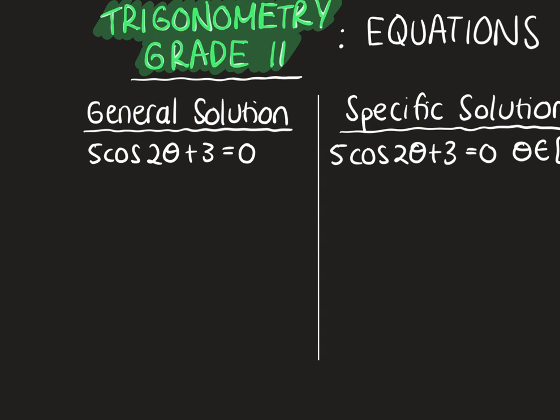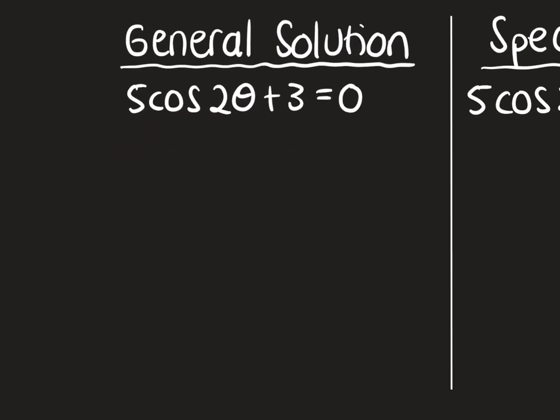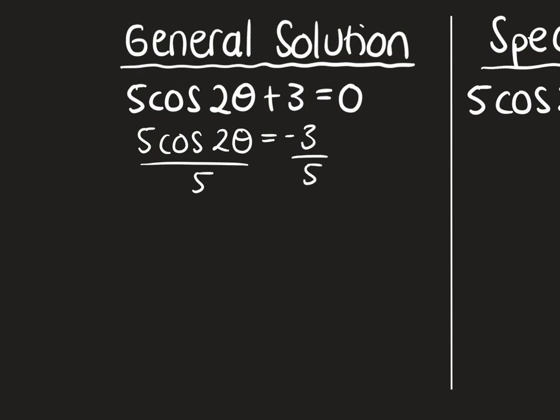Okay, so we're going to start off with the general solution over here, and we're dealing with 5 cos 2 theta plus 3 equals 0. So what we would go, and I'm going to zoom in here a little bit, the first thing we do with equations, guys, is we need to isolate our trig function by itself on one side of the equals. So what we're going to do is bring the 3 over. So we got that 5 cos 2 theta equals minus 3. We're then going to divide both sides by 5 to get the 5 away. So now we've got cos of 2 theta equals minus 3 over 5.